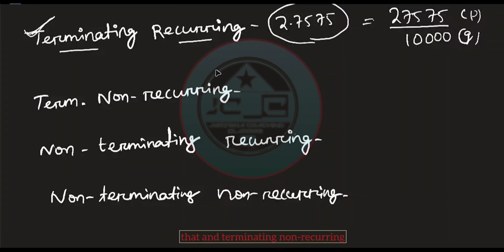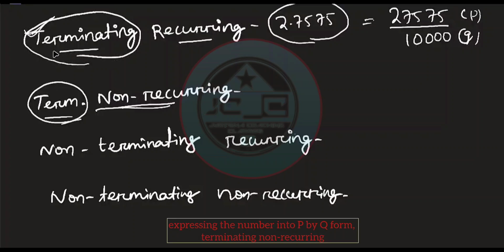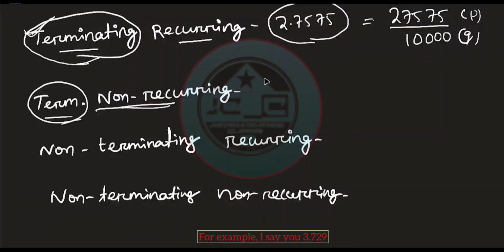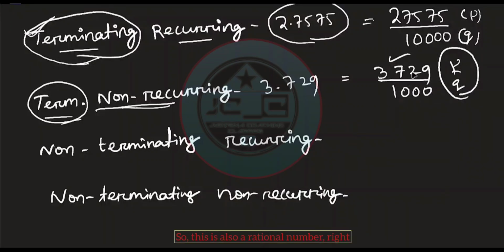And terminating non-recurring, so terminating means we have the liberty of expressing the number in p by q form. For example, 3.729, simple. This can also be represented in the form of p by q as 3729 by 1000. So it is in p by q form, and this is also a rational number, right?